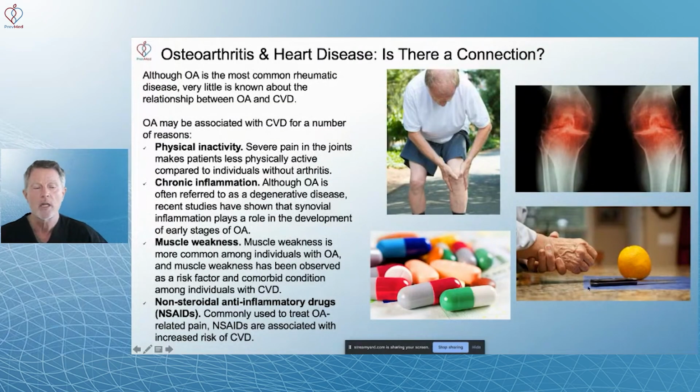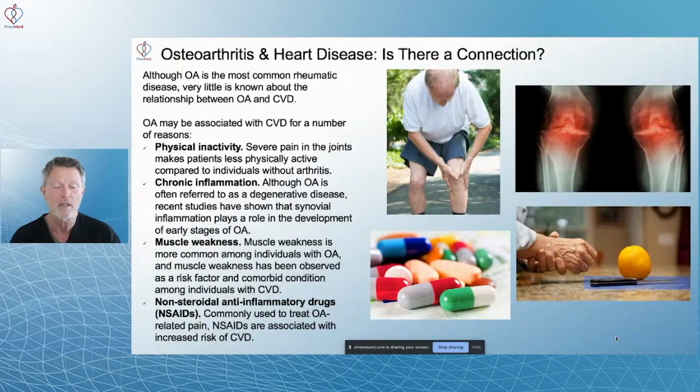Although OA is the most common rheumatic disease, I probably should have changed that to say arthritic disease, because people, when they think rheumatic, maybe they think rheumatoid. It's the most common arthritic disease. Very little is known about it, though, especially in terms of the relationship between OA, osteoarthritis, and cardiovascular disease. As I said, I was unaware of it. I had not thought it through. And yes, to credit on that position, it's a fairly subtle relationship. But once you start thinking about it, it makes sense.